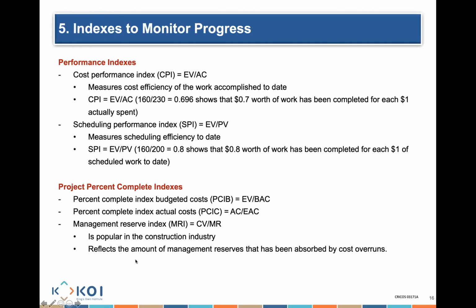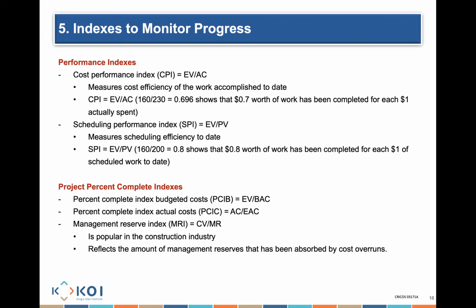For example, percentage complete index budget. What is the percentage of the work that we've already completed? The way you do it is you look at how much work you've already earned divided by your budget at completion. And that helps you to know how much percentage of the work that was supposed to be completed you've already completed.